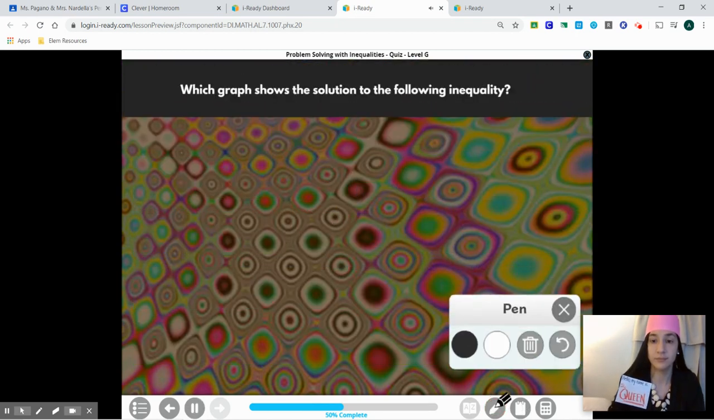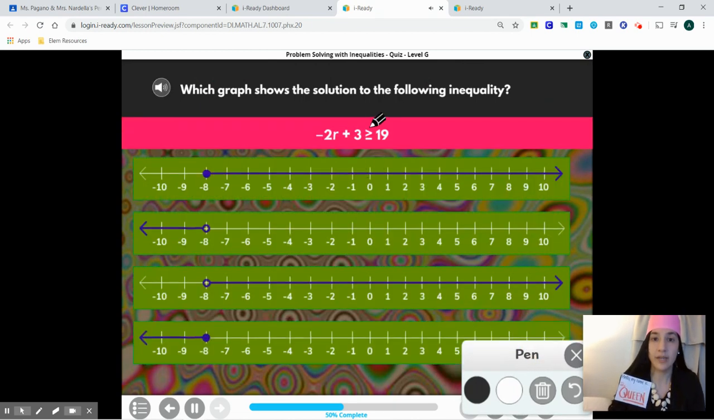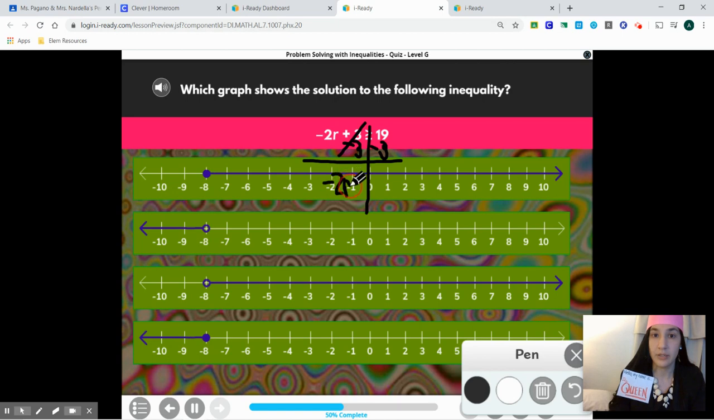Which graph shows the solution to the following inequality? Okay, same thing. Draw our line. We want to isolate our r's. We're going to start by subtracting 3 from both sides. Over here, the two 3's will cancel, and we're going to bring down negative 2r, same inequality symbol, greater than or equal to 19 minus 3, which should give us 16.